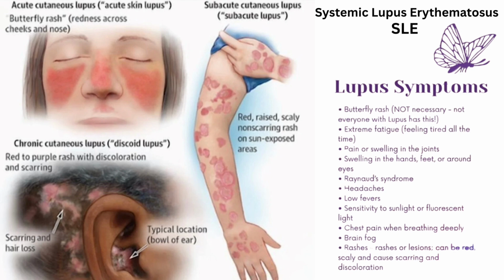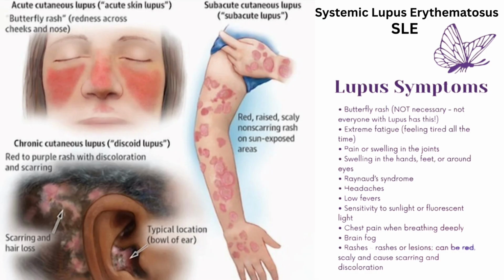Step 1, genetic predisposition plus triggers. Some people inherit genes that make their immune system more likely to react to self. Common examples include certain HLA types. But genes alone are rarely enough. Environmental triggers, such as ultraviolet light, viral infections like EBV, or some drugs can set the process in motion. Knowing triggers helps with prevention. For instance, strict sun protection often reduces flares.